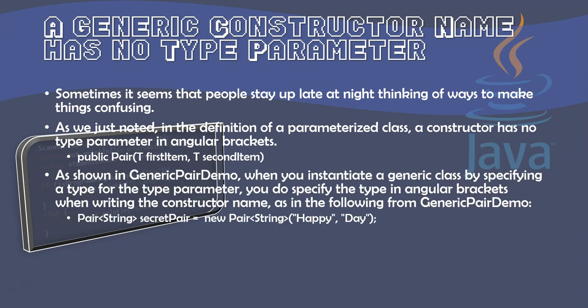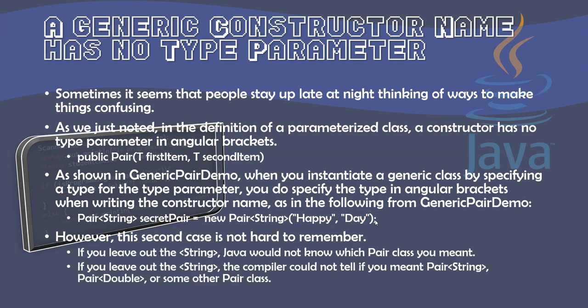And if we look at the demo, again, when we took that generic class and we specified what type we wanted to do, you do specify the type in angular brackets when writing the constructor name. So Pair<String> secretPair = new Pair<String>("Happy", "Day"). However, this second case is not hard to remember because if you leave out the word String here, Java's not going to know what Pair class you are referring to. The compiler would not tell you if you meant String or Double or any other kind of type that you want to put in here for this pair.